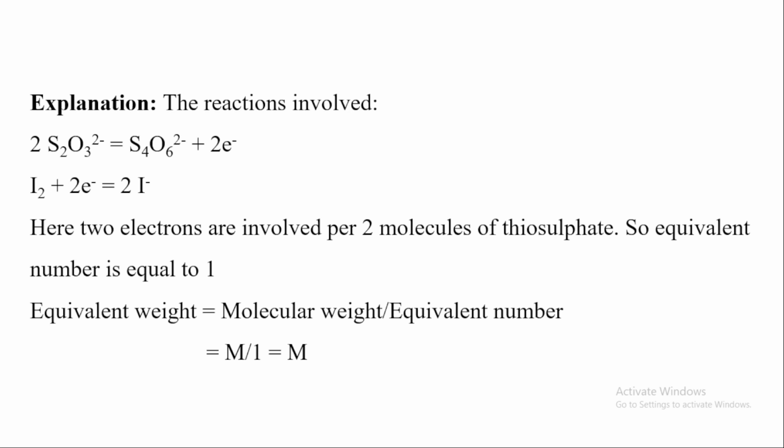And if you see the charge on RHS, for now you forget the 2 electrons. So if you have 1 mole of S4O6 2 minus, what is the net charge? Net charge is minus 2, but the total charge should be equal on both sides so that the net charge can be 0.